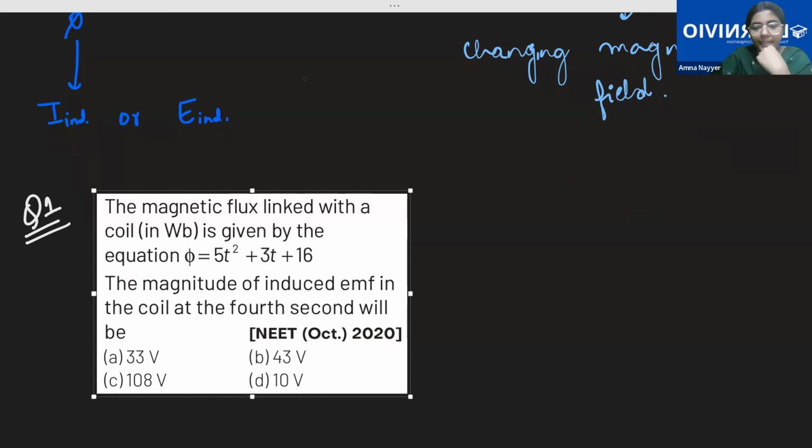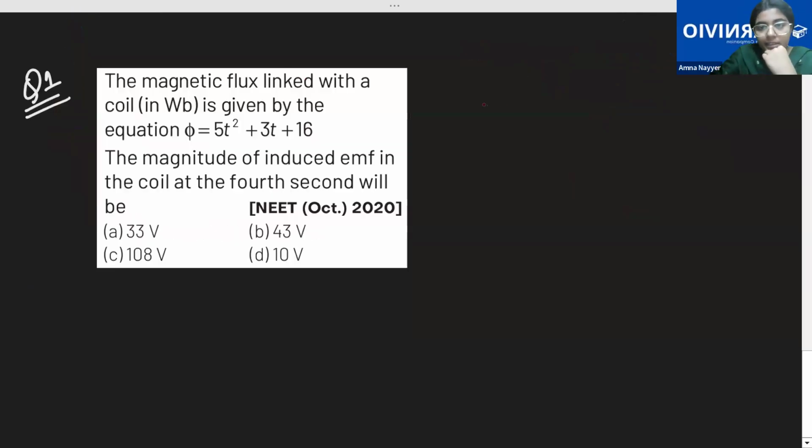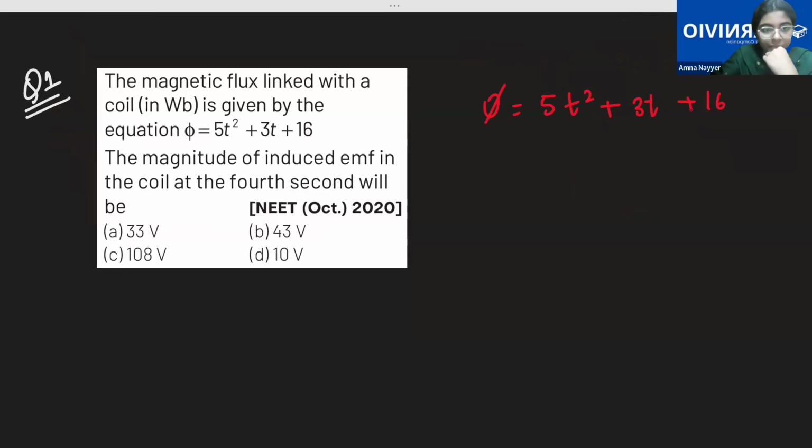See, the magnetic flux is given by the equation 5t square plus 3t plus 16, in Webers. It says the magnitude of induced EMF in the coil at the fourth second will be. Means you have to find out at t is equal to 4 seconds what will be the value of the EMF. So for that, you need to find out the equation of EMF.